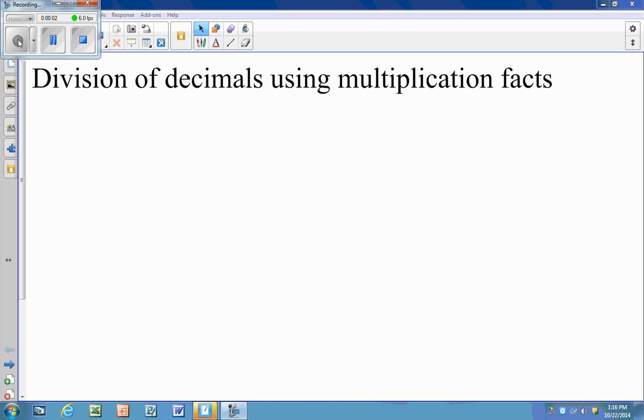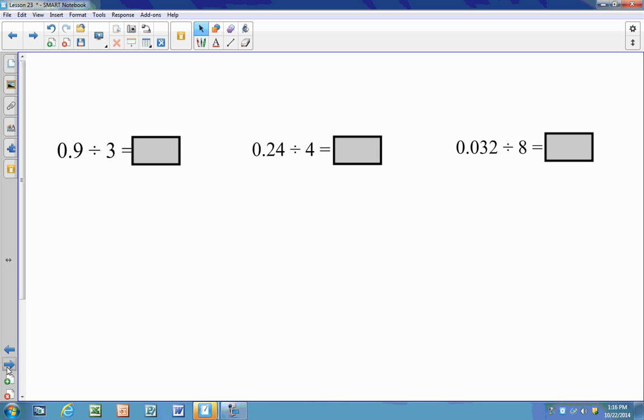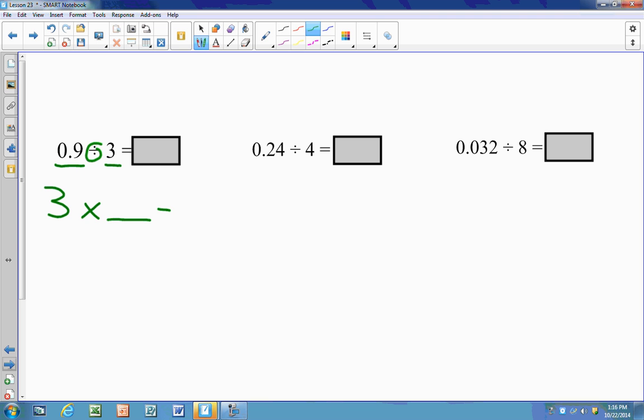This is for Module 1, Lesson 23, Division of Decimals using Multiplication Facts. So here's some examples up on the board of the types of division problems we're solving. And we talked today in class about how when we are dividing, we're actually setting up a multiplication sentence to help us. So in this example, for this first one where we have 9/10 divided by 3, we're going to ask ourselves 3 times what number will give us that 9/10.